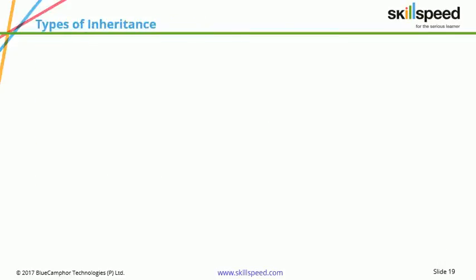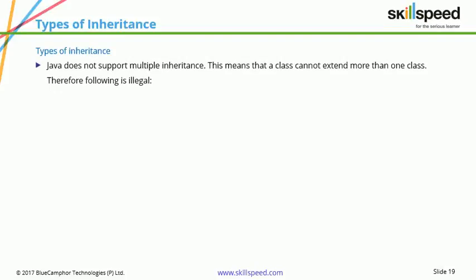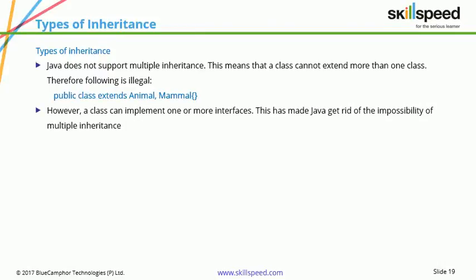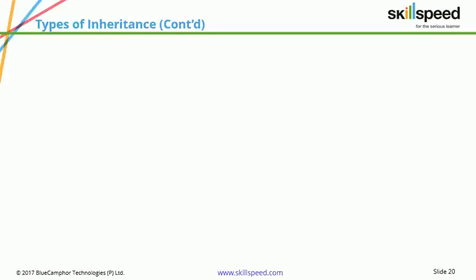Now the next concept is the types of inheritance. What are the different types of inheritance we have? Java does not support multiple inheritance. This means that a class cannot extend more than one class. Therefore, the following is illegal: public class extends animal, mammal. However, a class can implement one or more interfaces. This has made Java get rid of the impossibility of multiple inheritance.